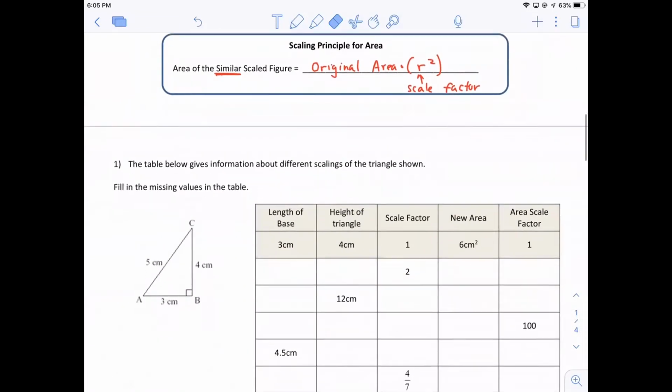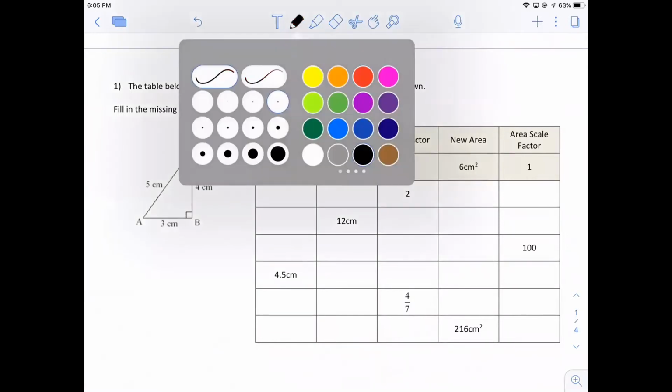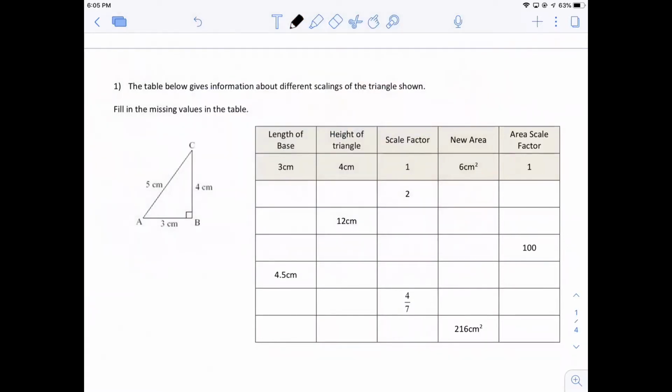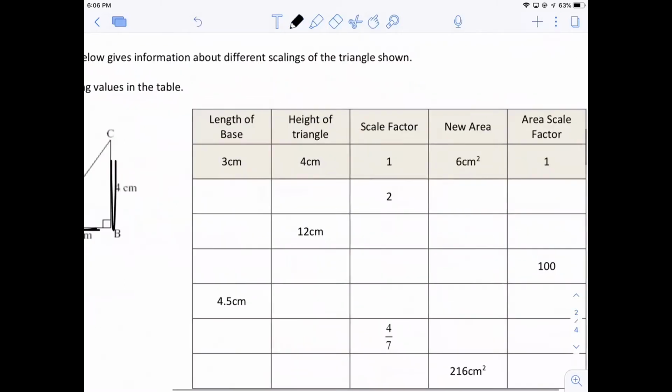So using this knowledge, why don't you guys take a moment? If you're in class, I'll probably have you work with a neighbor, and try to fill in this table using that idea. This is what we're given. We have a triangle with a base of 3, a height of 4, scale factor 1, so we're not doing anything, that's the original triangle. The area of the original triangle is going to be 6 square centimeters. Actually, I'll do a couple of these with you.